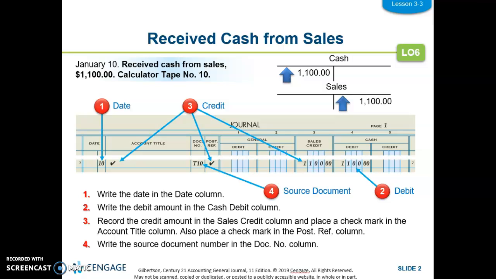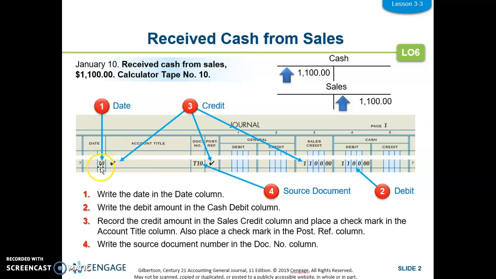This is a unique type of transaction because both cash and sales have special amount columns. Now sales, this has a special amount column that's just for sales credit, but that's what our sales is. And so that works out for us. So we do not need to write sales down, and we don't need to write cash down either.